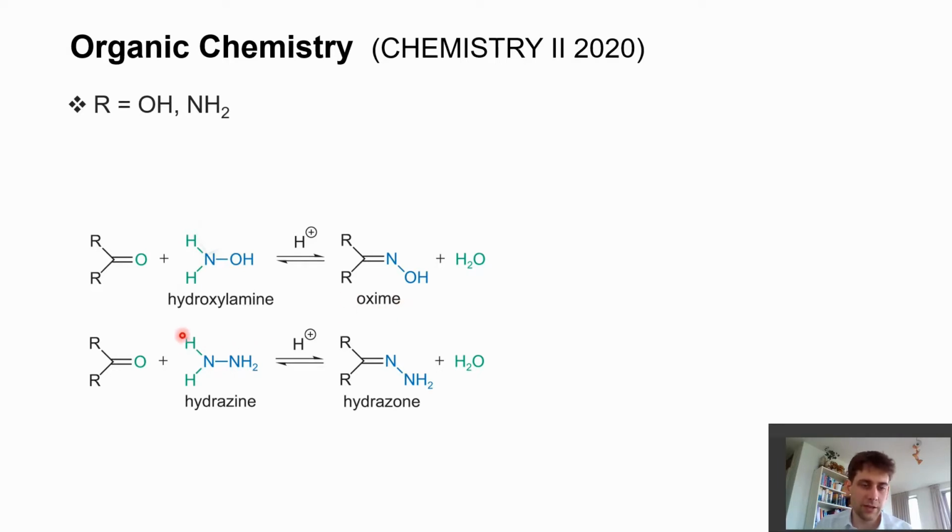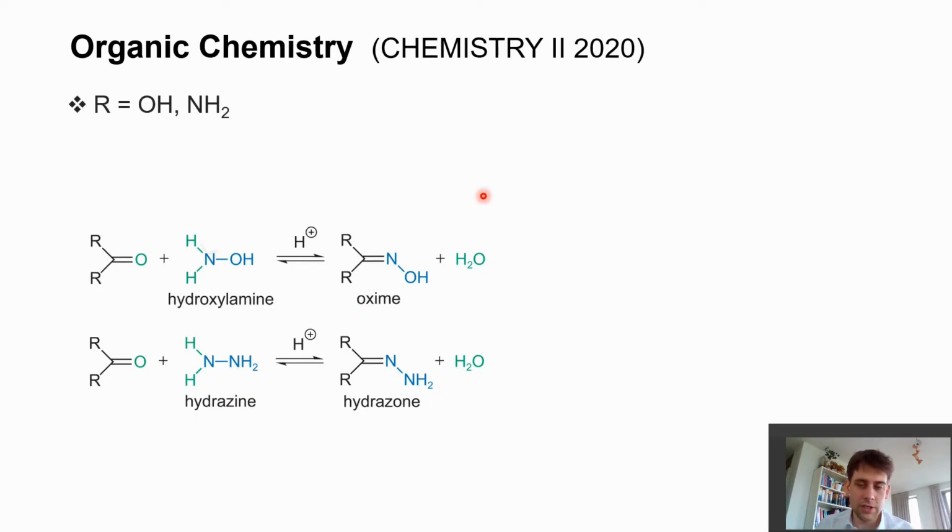And if we are using a primary amine that has another primary amine attached, and we call this molecule hydrazine, then in analogous fashion, as we've seen before with the imine formation, we generate something that is called a hydrazone. Why is this important?